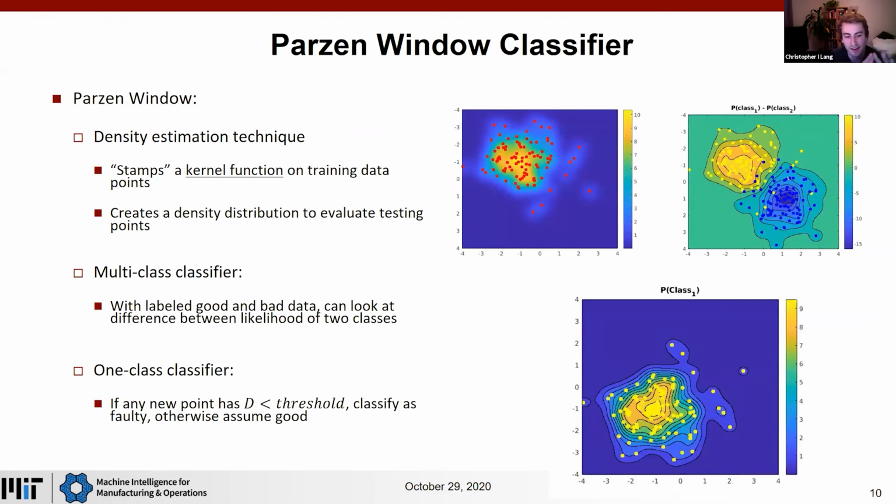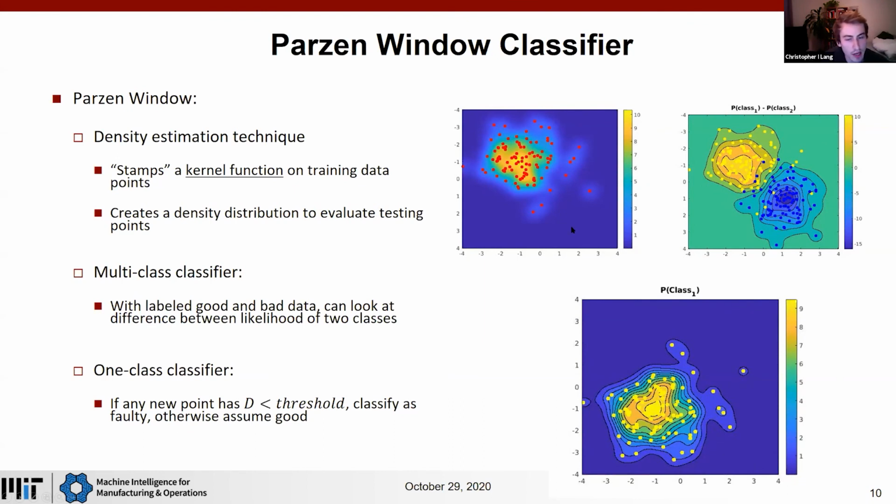So the method that I ended up settling on was this Parzen window classifier. And Parzen window classifier is essentially a density estimation technique. And in many ways, it's sort of the simplest of the four. Like SVMs, it relies on a kernel function, which you essentially stamp onto these training data points in order to create some density distribution to evaluate the testing points.